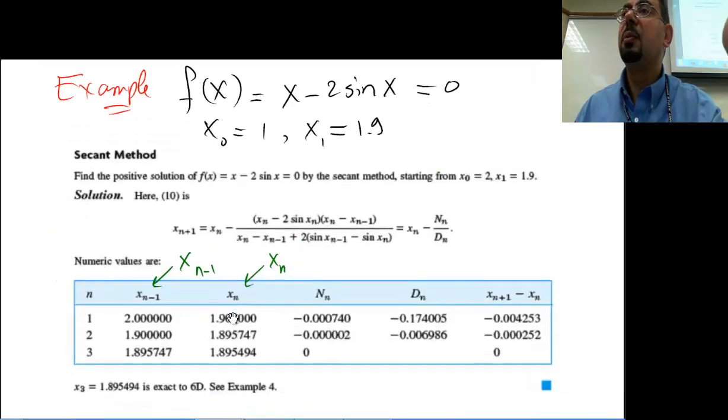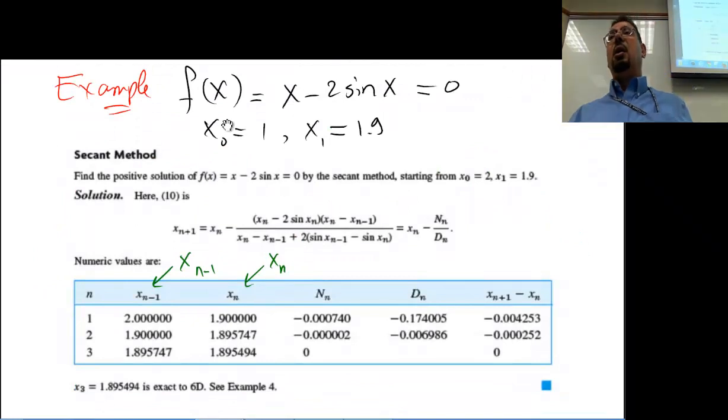Alright? So here is an example. f(x) equals x minus 2 sine x. You want to solve this, and here are the initial guesses. x0 equals 1, x1 equals 1.9. Those are the two initial guesses. And the formula is simply xn plus 1 is xn minus f(xn) times xn minus xn minus 1 divided by f(xn) minus f(xn minus 1). Alright? So with this formula you plug in those two guys to come up with xn plus 1, and you just keep repeating.